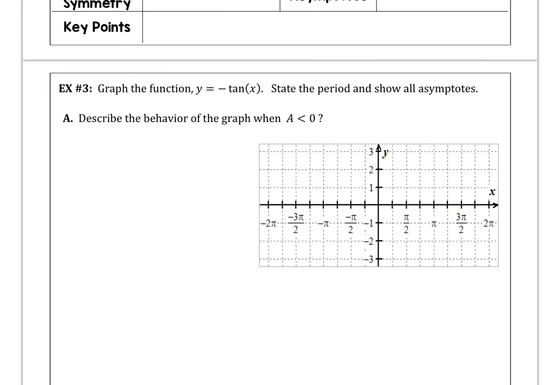In example 3, we're going to take a look at what happens when we have a negative in front of our x. The amplitude is going to change. And we know that pi over the b value is the period.